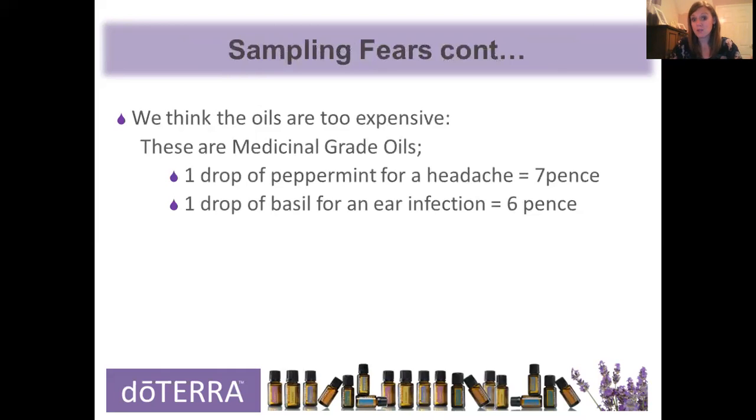And again, 1 drop of basil for an ear infection. I know people with severe ear infections that have to go on antibiotics for like 7 to 14 days just for having an ear infection.